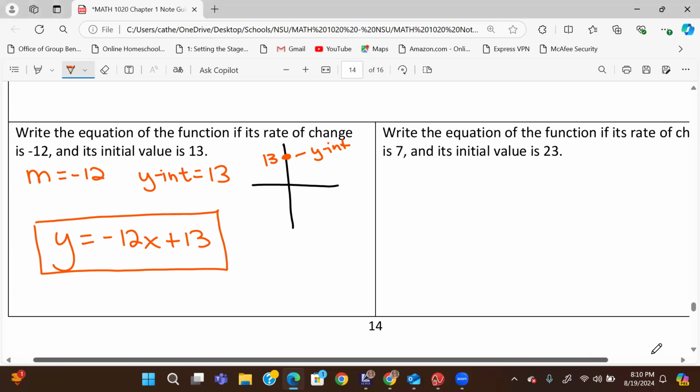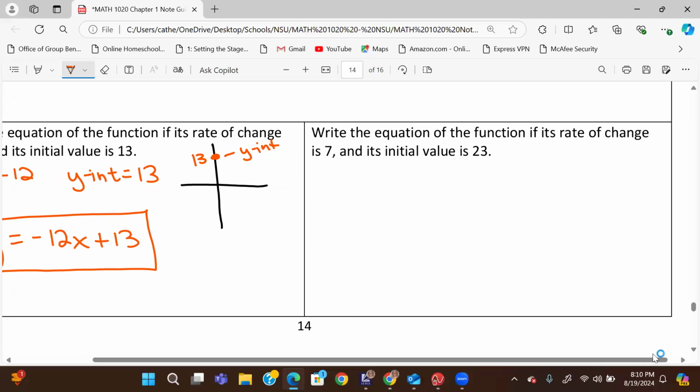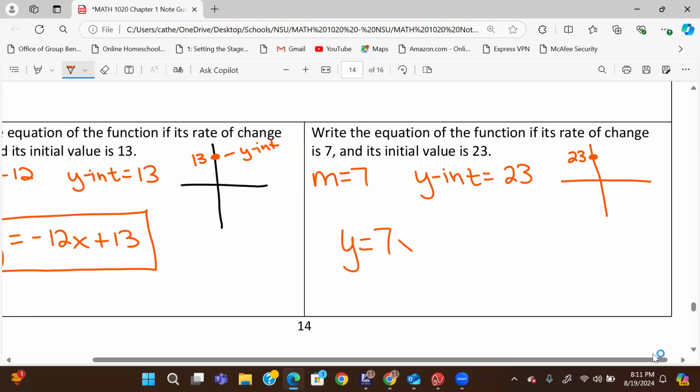Let's look at another one. Rate of change is 7. So that is our slope. The initial value when we start is 23. So that is our y-intercept. That means the equation of that line is y equals 7x plus 23.